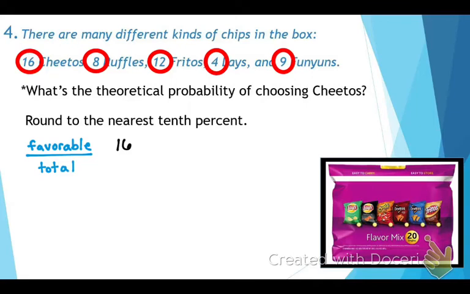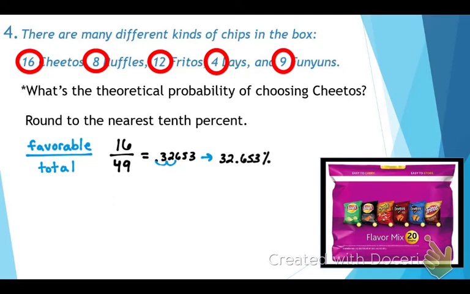Okay, so when we add all those chips together, how many total chips were there? 49 of them. Okay, so you got to divide 16 divided by 49. When you do that, you get 0.3265, kind of goes on, right? Now remember, we've got to turn this into a percent. So we move that decimal 2 places over, giving us 32.653%. Do you think that's my answer?